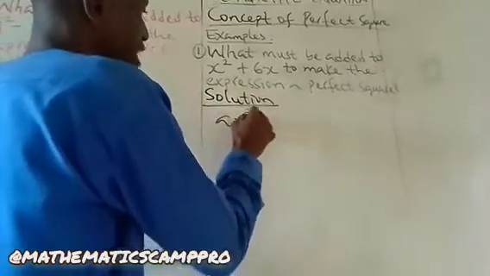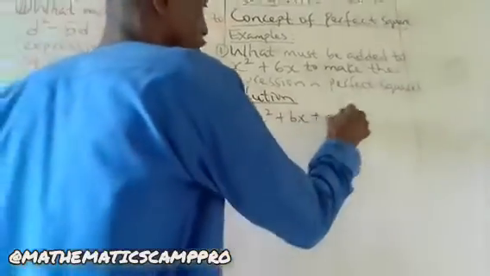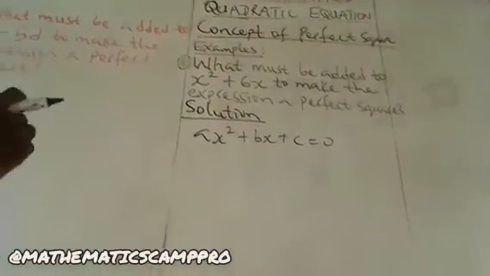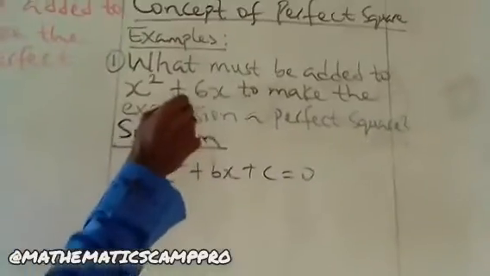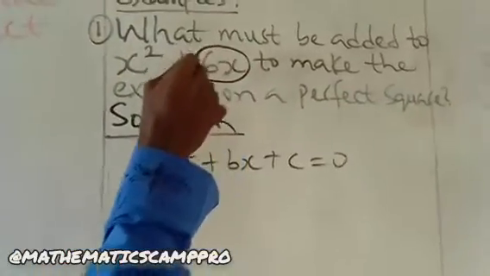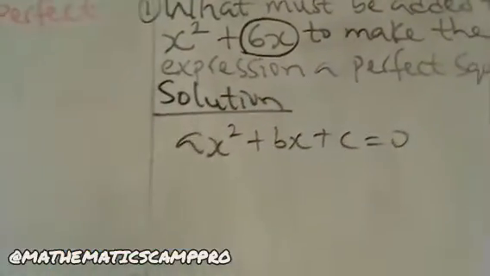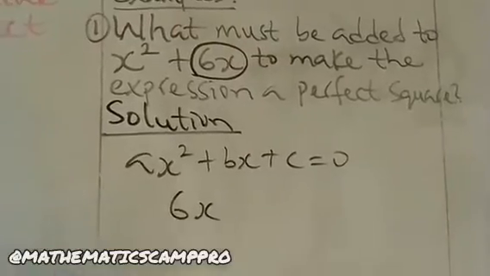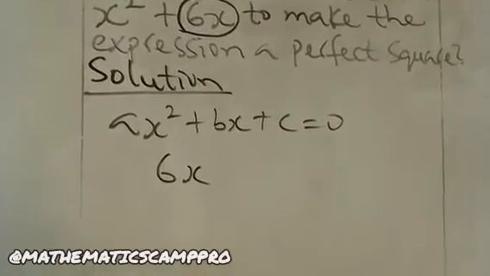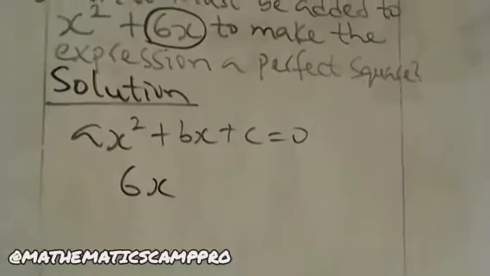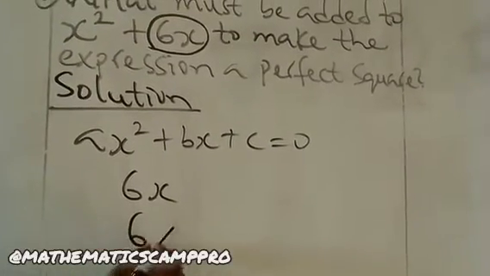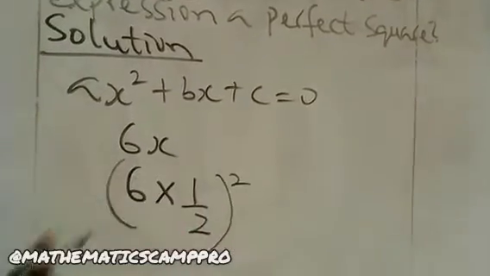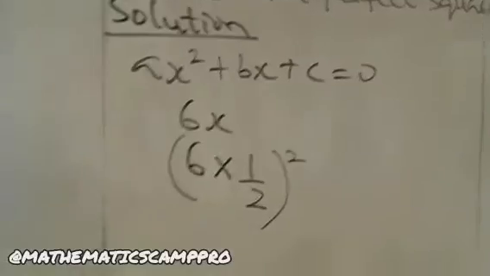Remember, we have this form as x squared plus bx plus c equals 0. To make it so simple, viewers at home, I want you to look at this and circle it. What do we have? We have 6x. And we are asked that what must be added to make it a perfect square. Now, I will tell you viewers at home. Just pick the 6, multiply it with half, then you square it. That is what you will add to it.